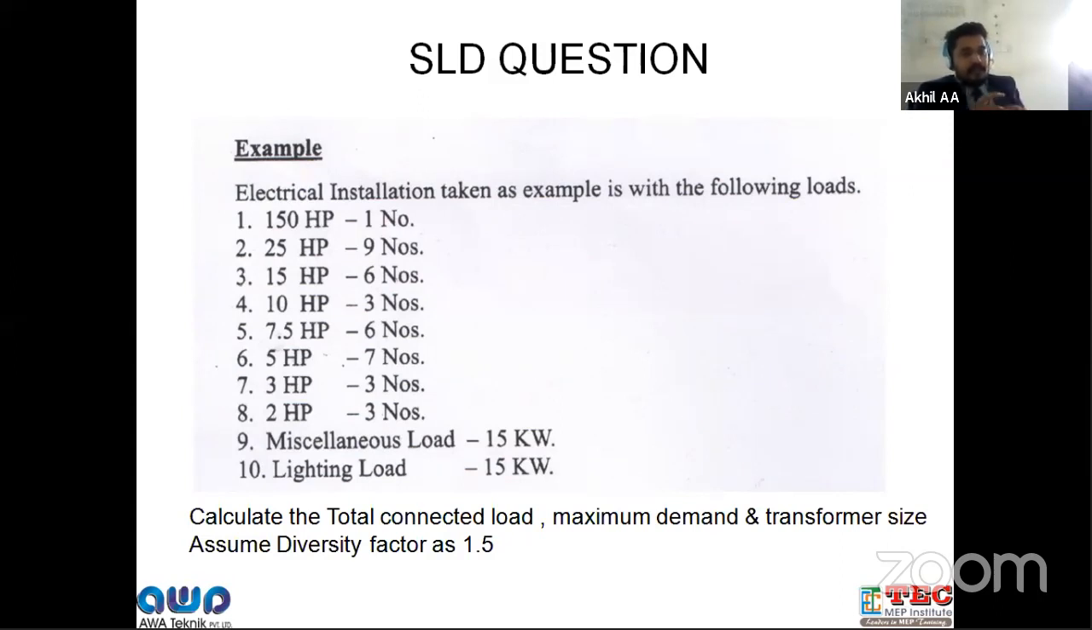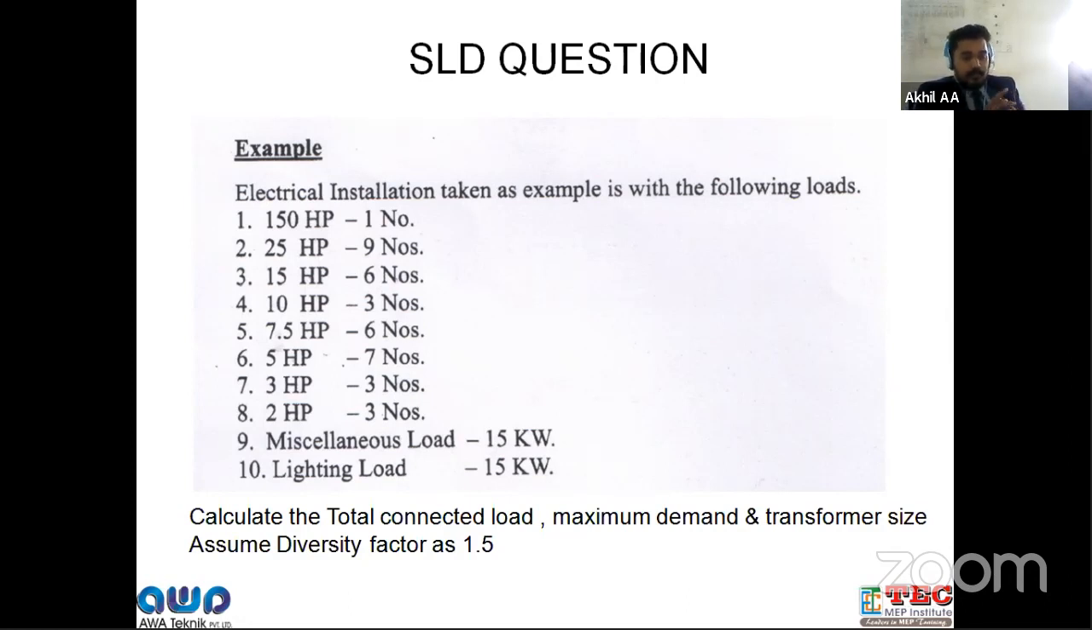I want everyone to do the calculation: calculate the total connected load, its maximum demand, and the transformer size. For those who don't know the standard transformer sizes, I will show the table, but you can do the calculation. It's simple mathematics. You only need to convert HP to kilowatt. 1 HP is 0.746 kilowatt, or 746 watts, so you can do that conversion. You can take your time. I will give 5 to 10 minutes to do the calculation.